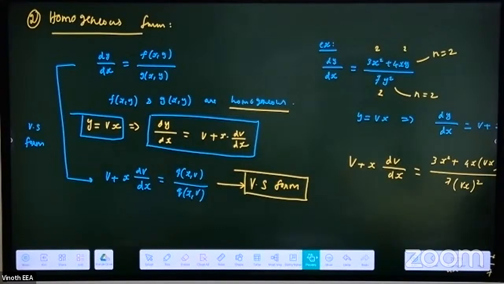Homogeneous form-க்கு ஒரு எக்ஸாம்பிள் நான் சால்வ் பண்றேன். Okay, how to use the method we will know.